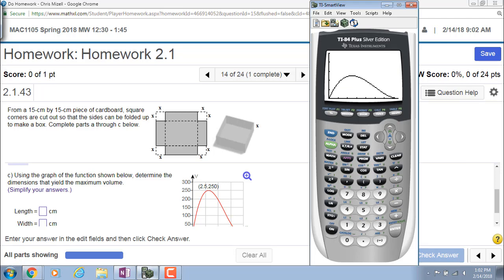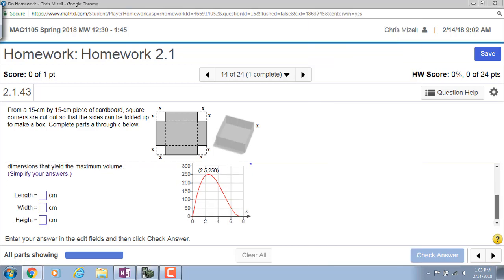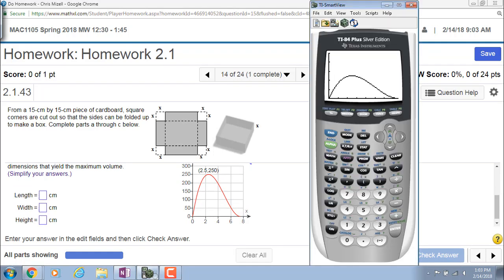Okay. So now, part C. Using the graph of the function shown below or one that you can figure out on your own using the graphing calculator, determine the dimensions that yield the maximum volume. Now the x value, I have to be careful here, the x value is, are there 3 dimensions? There are 3 dimensions. The x value is which one? The length, width, or height?